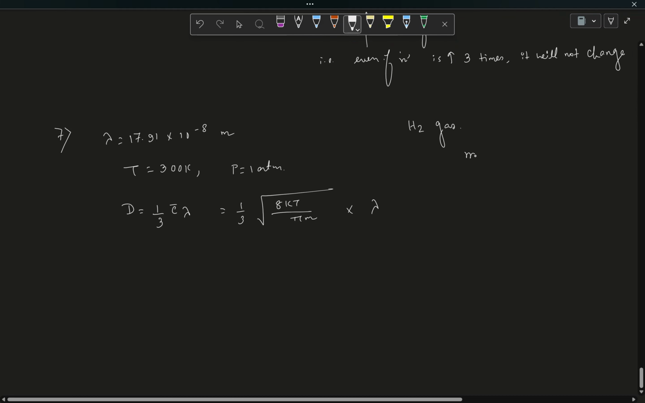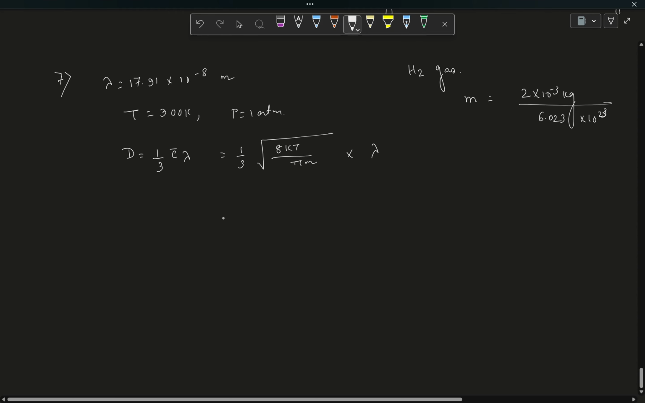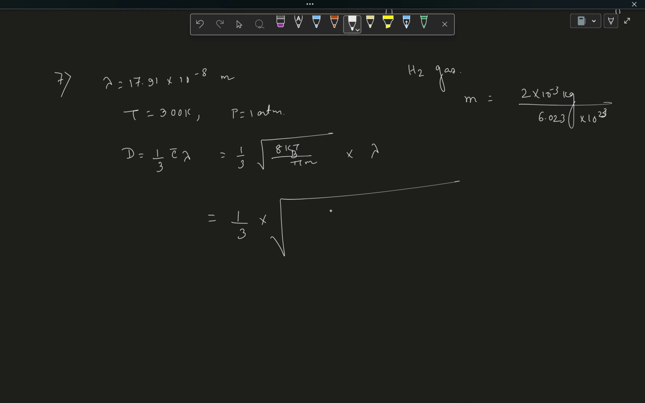Okay, so for hydrogen gas, the mass of a single molecule will be 2 into 10 to the power minus 3 kg divided by 6.023 into 10 to the power 23. Calculate this. This is kBT, of course. 1/3 into root over of 8 into 1.38 into 10 to the power minus 23 into 300 divided by pi into 2 into 10 to the power minus 3 by 6.023 into 10 to the power 23. Then this lambda is 17.91 into 10 to the power minus 8.